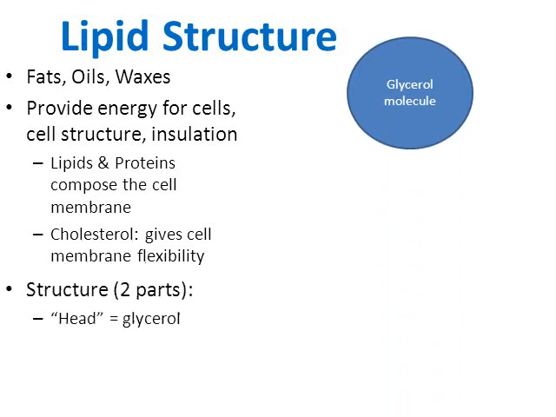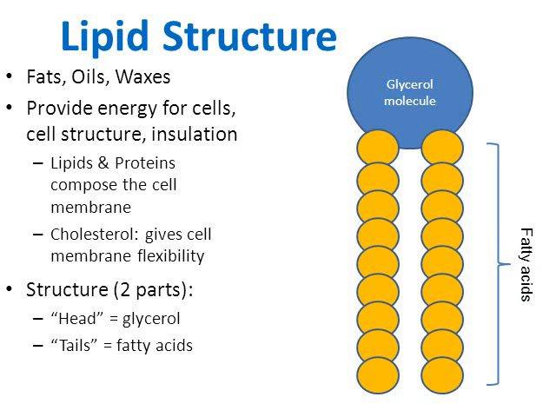So when we look at the structure of a lipid, I want to start with a small grouping of atoms on the top of the molecule. That's why I call it the head. And this small collection of atoms is what we call a glycerol molecule. I've just simply shown it as this blue circle. And attached to the glycerol head will be a couple, maybe three or so, chains of what are called fatty acids dangling down from them.